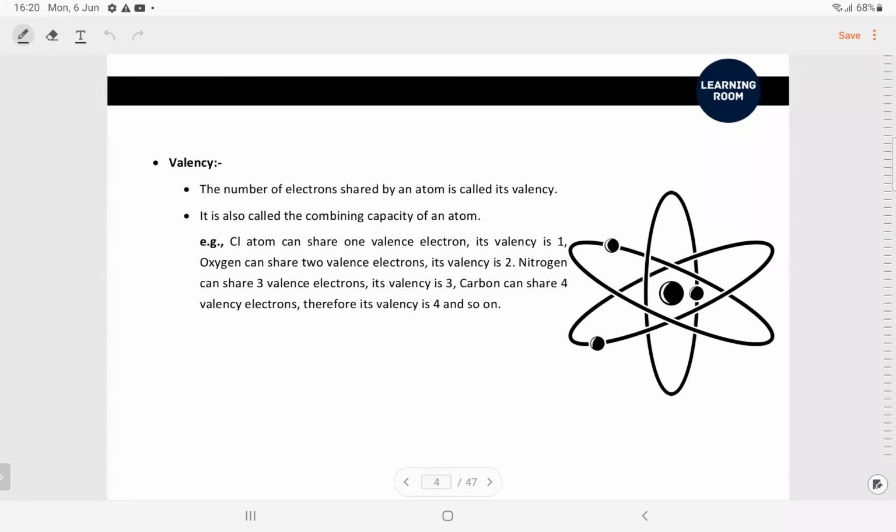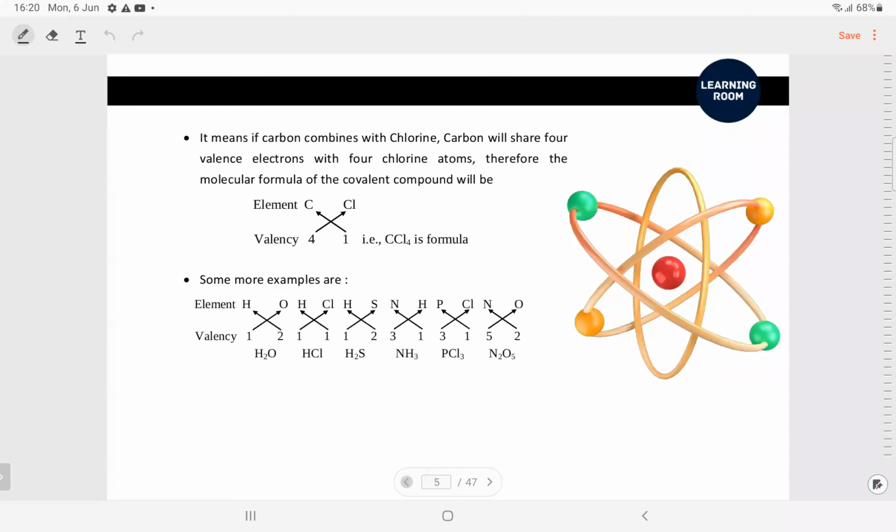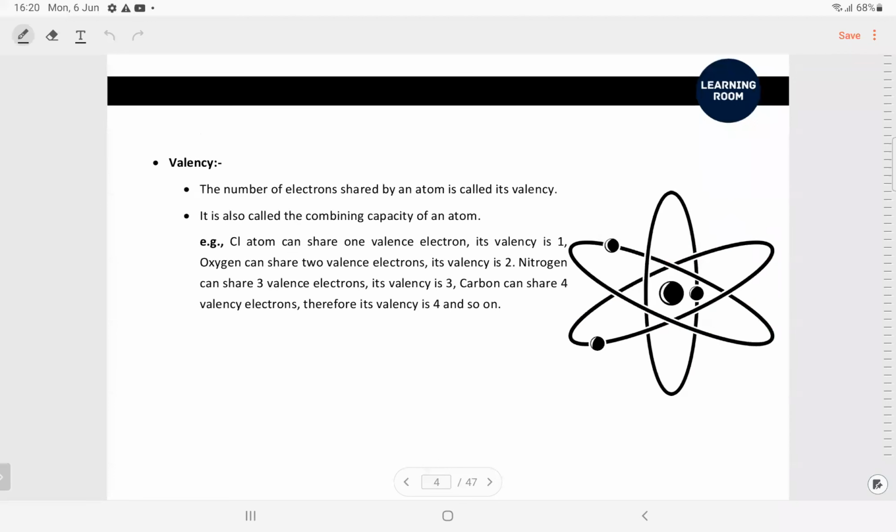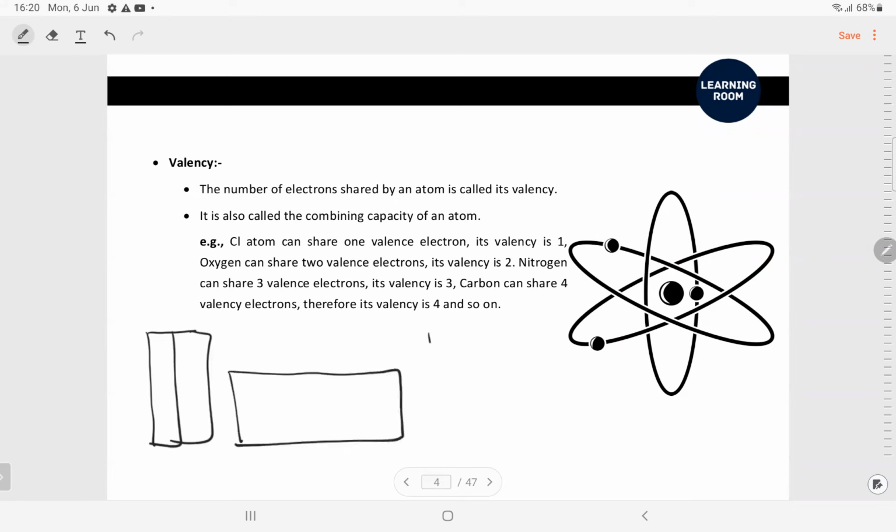I think there is no periodic table attached here. Okay, I'll just teach you here itself. See, if this is your periodic table, in this stage it will be present.